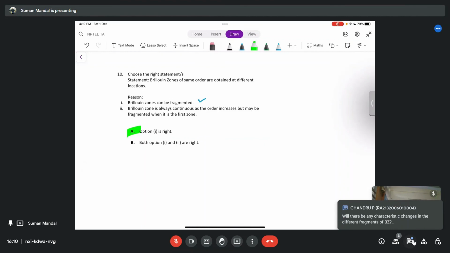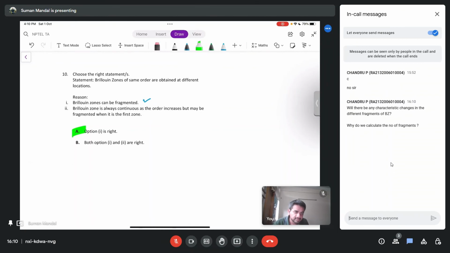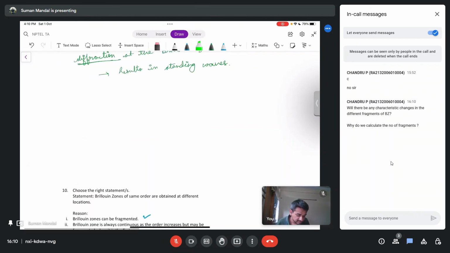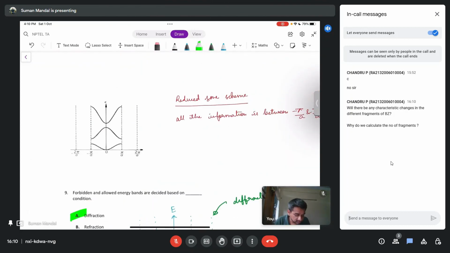Okay, so this is all. Will there be any characteristic changes in the different fragments of Brillouin zones? As we see here, no. All the information is available in the first Brillouin zone itself. We can get all the relevant data from the first Brillouin zone. We do not need to go to higher Brillouin zones to understand any different physics. This is the first Brillouin zone, and beyond this you have other Brillouin zones. There will be no characteristic change. All are identical.